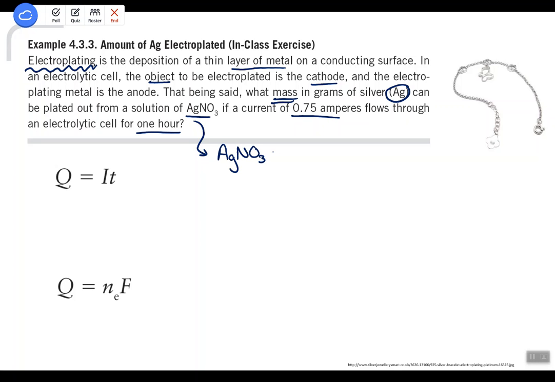So this silver nitrate doesn't actually stay like this in solution. It goes to silver cations and nitrate, a polyatomic anion. These silver cations can then be reduced. And I'm just going to write out the half reaction because that's the only one that I care about right now.